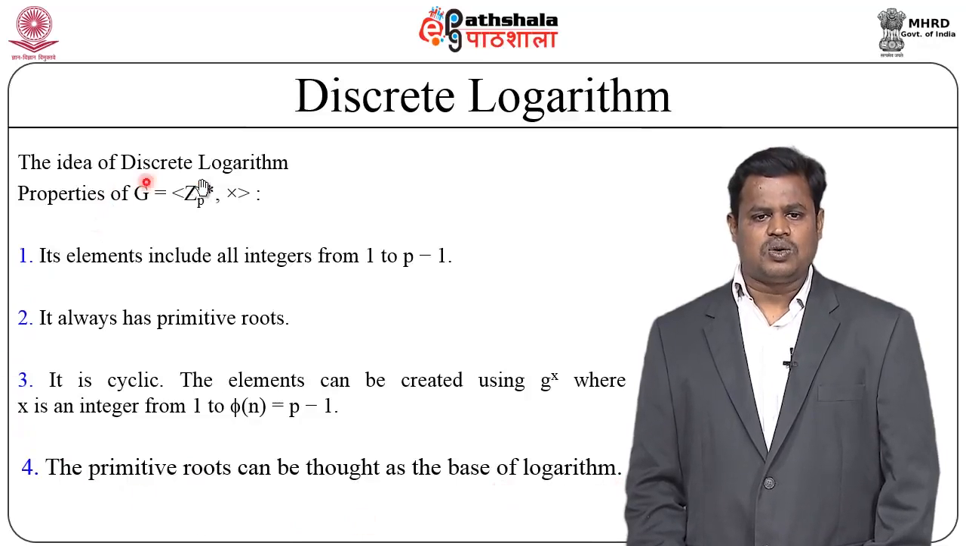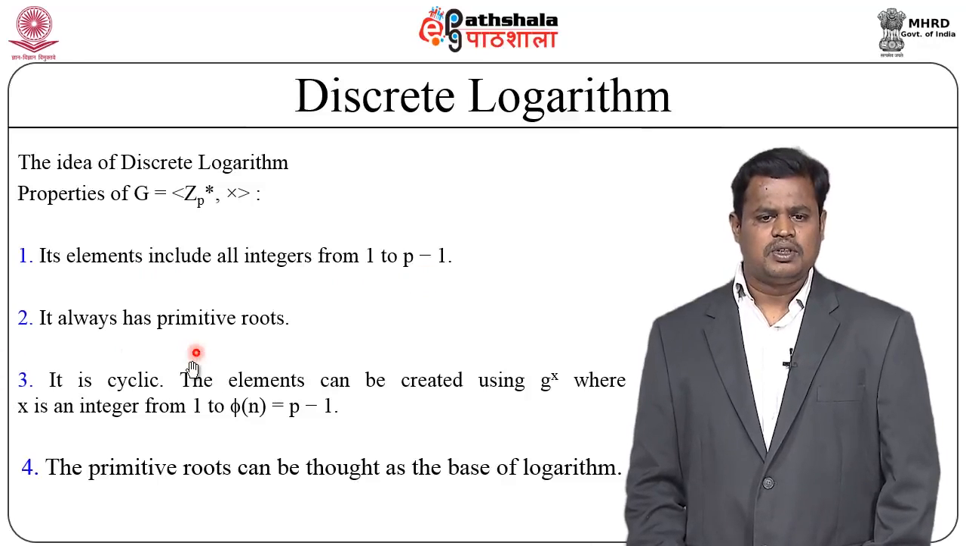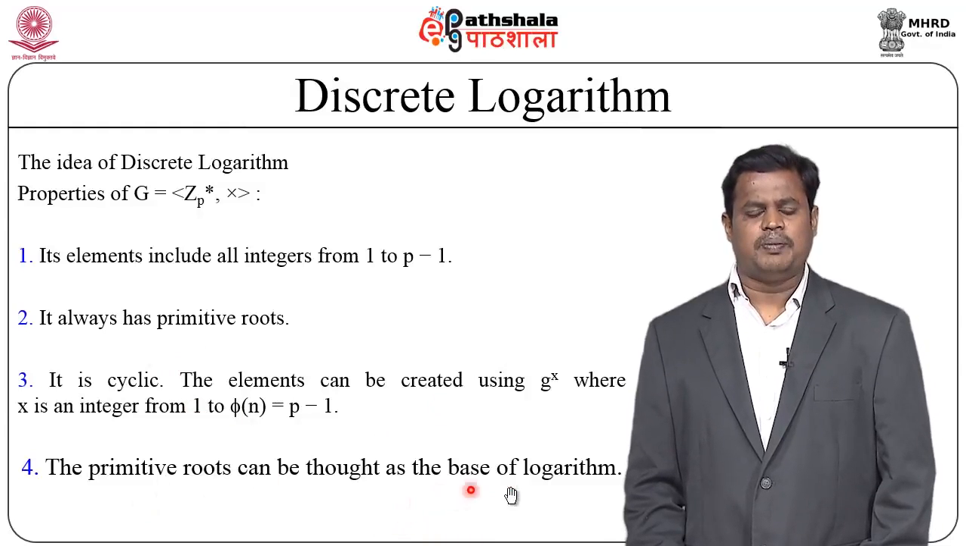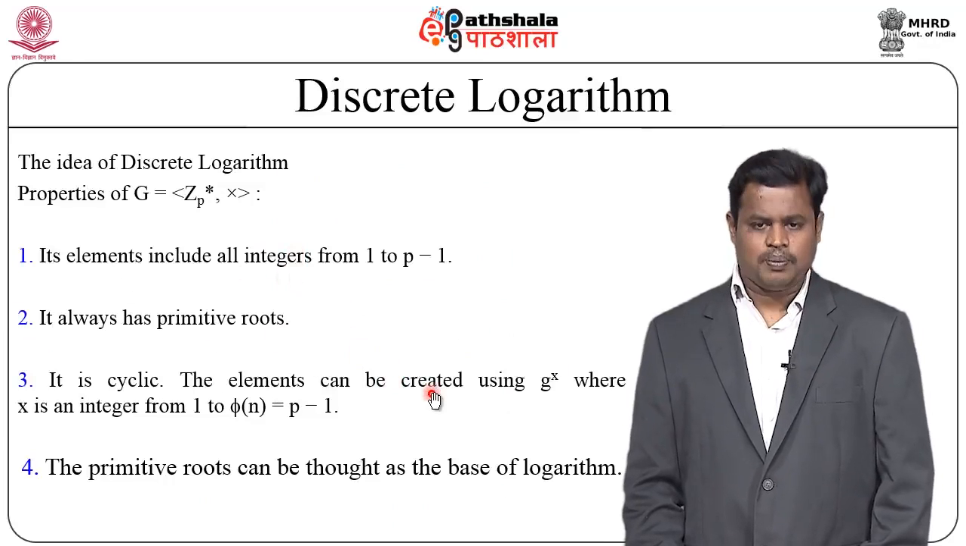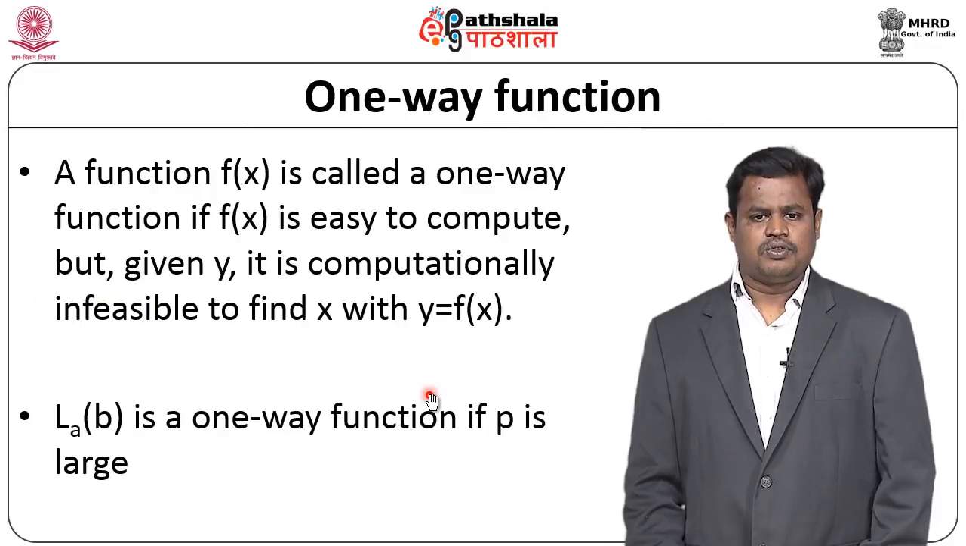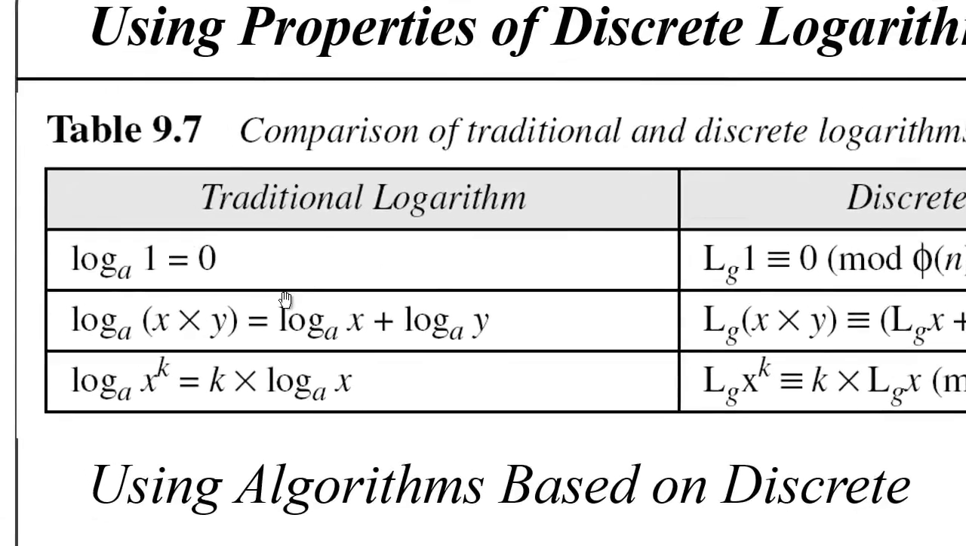So, now I think we understood what the discrete log property is with respect to a group. So, we say that all the elements from 1 to p minus 1 always have a primitive root, then it is cyclic with a generator, and the primitive root is thought of as the base for the logarithm. Then I can say that particular root has the property of discrete log. So, that function is very difficult to break. Here we compare the traditional logarithm with the discrete logarithm.